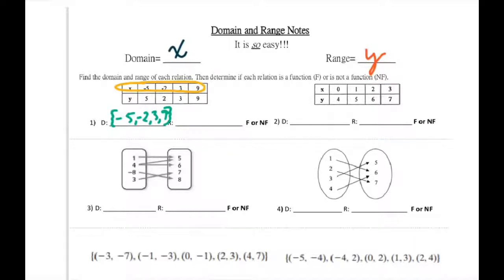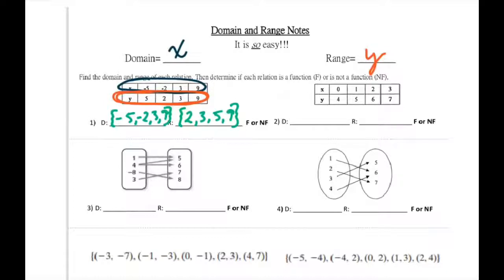If that is my domain, then my range has to be the Y numbers. My range is my set of Y values, so I just take these numbers and list them. Again, squiggly line. I like to list smallest to biggest, that's the best way to put it. So the smallest number is a 2, then I have a 3, a 5, and a 9. Very easy. Again, domain is the X's and range is the Y's.